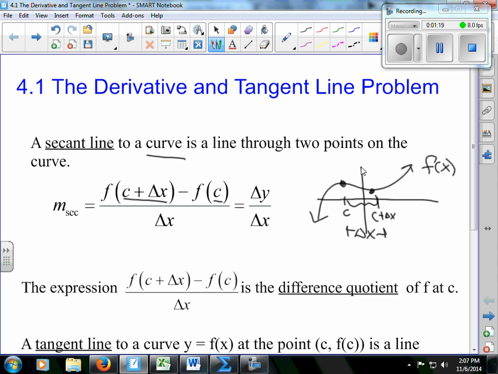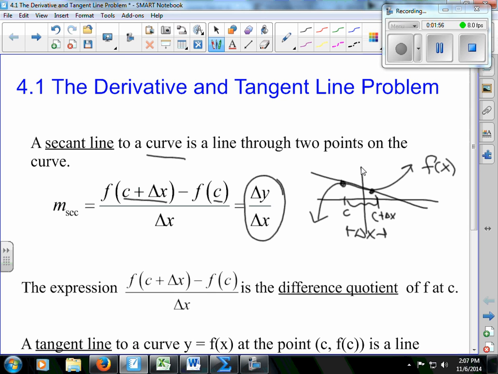In order to find the slope of the line through those 2 points, which is called the secant line, I need to find the change in y values divided by the change in x values. That's always slope. In terms of my notation here, where c is an interesting x coordinate and a second point is delta x away, the slope is f of c plus delta x minus f of c, over delta x, which is just change in y over change in x.